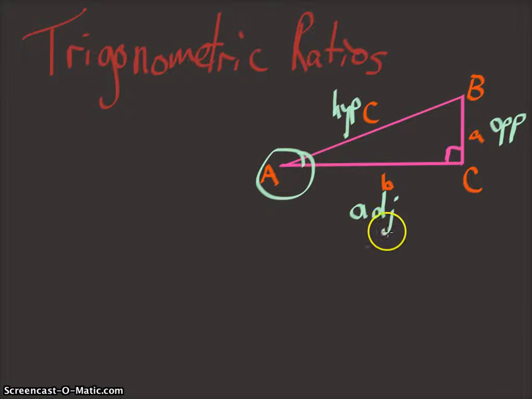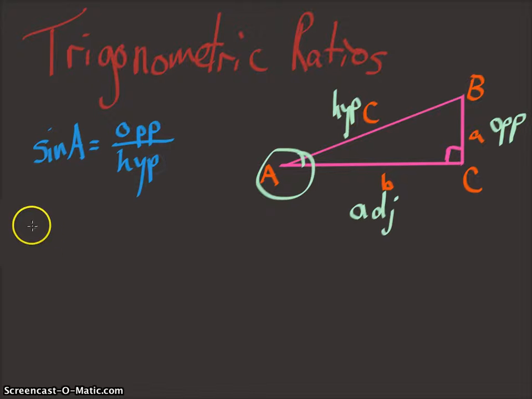short for adjacent. Now that we're considering these things, we have three trigonometric functions: sine, cosine, and tangent, which we can always know some facts about. So first, the sine of angle A is going to be equal to the opposite side length over the hypotenuse side length.